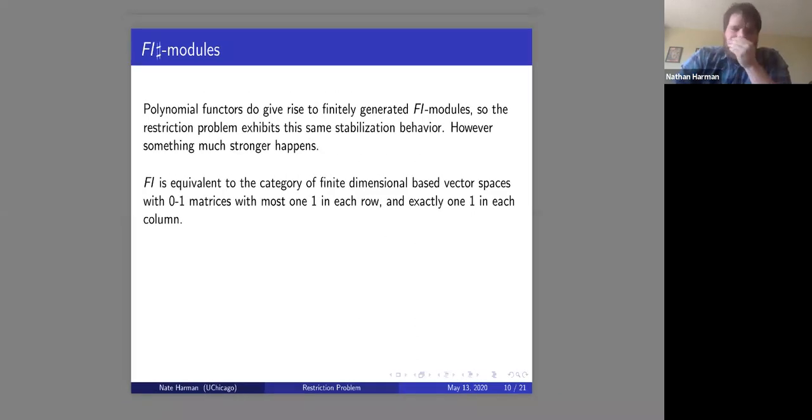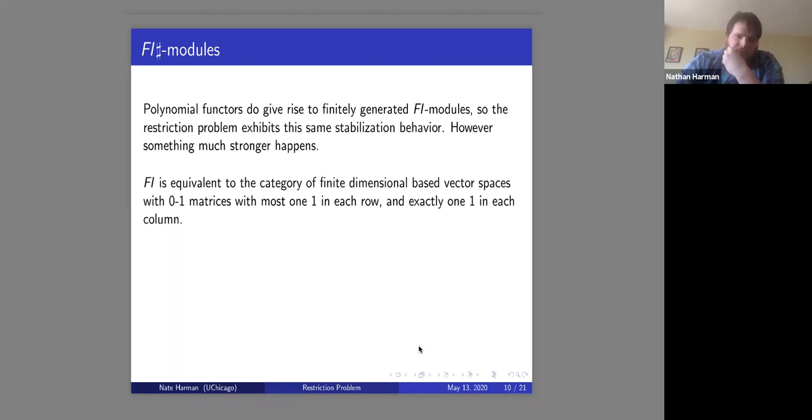So let me restate everything. If FI, in the language of matrices, is the category of based vector spaces, which just means vector spaces with an ordered basis, and then 0,1 matrices with at most one 1 in each row and exactly one in each column. So these are kind of injective. What I just wrote is really just a linearization of finite sets with injections.